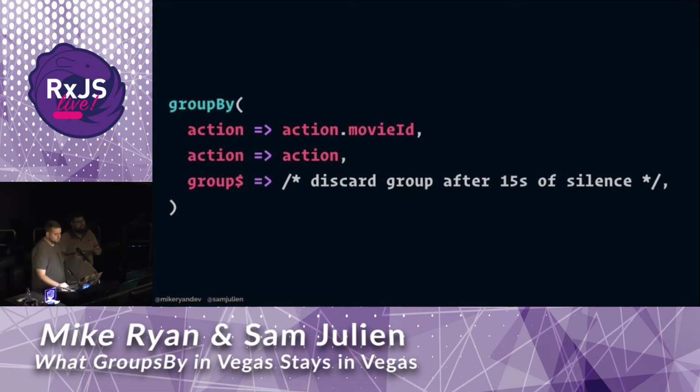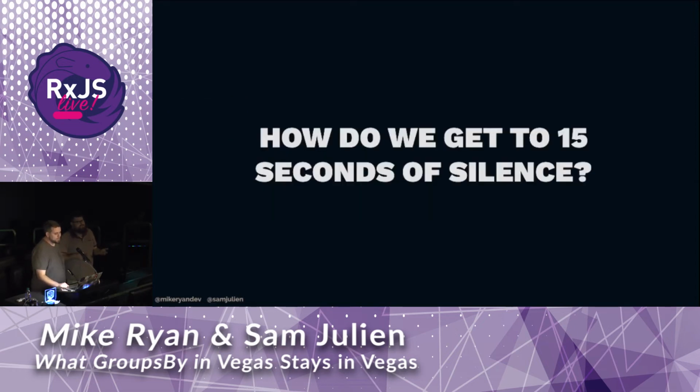And we're using 15 seconds here because that's the max timeout of our HTTP requests. So the question is, how do we actually build this? What kind of RxJS wizardry do we need to get this 15 seconds of silence?